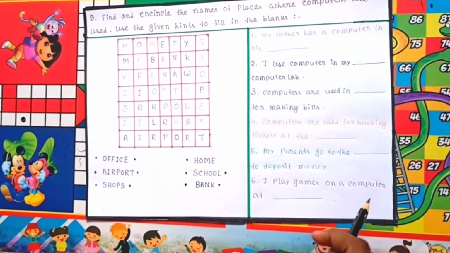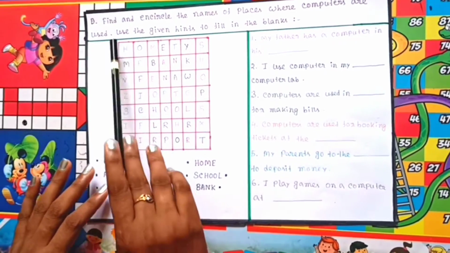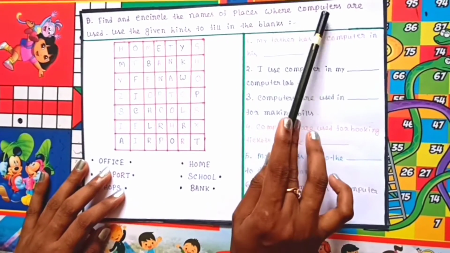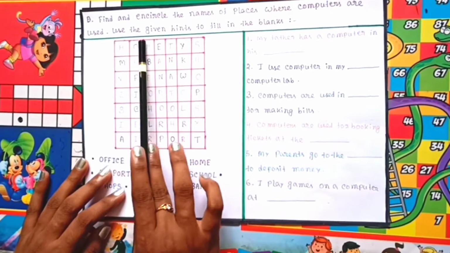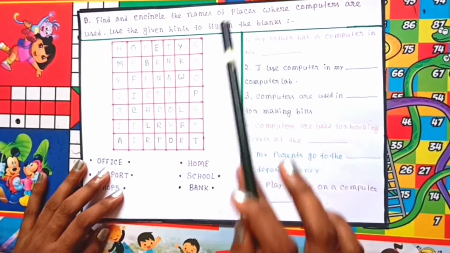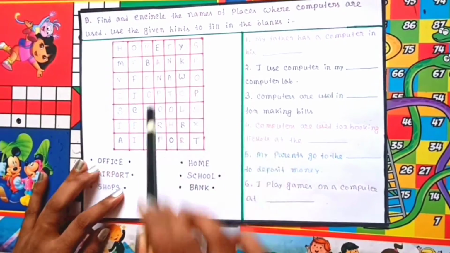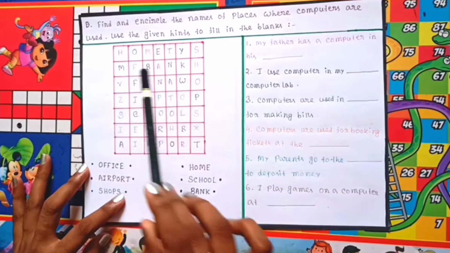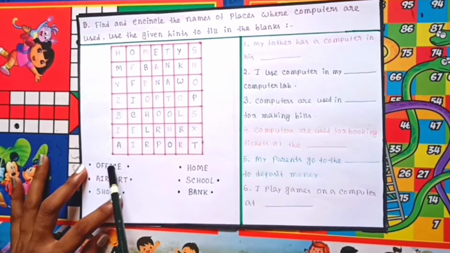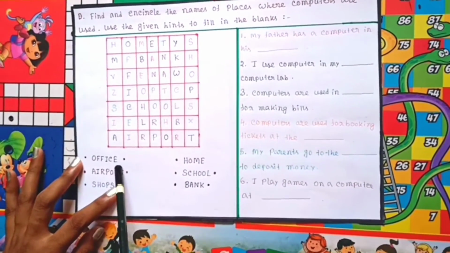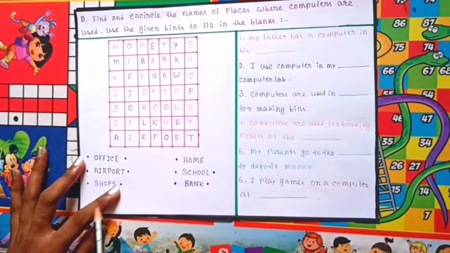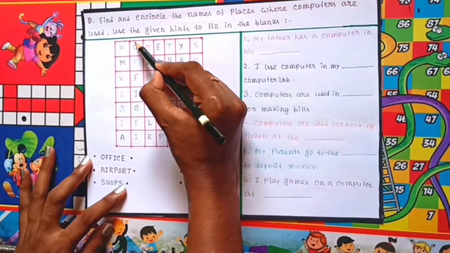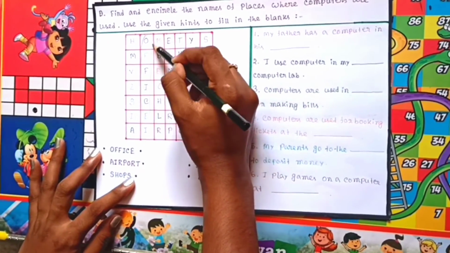Okay. Now our next question is encircle the names of places where computers are used. Use the given hints. Here some words are here and here some hints. These words are here. Okay? So you find it. First, office. So now see here, OFFICE. So circle it.